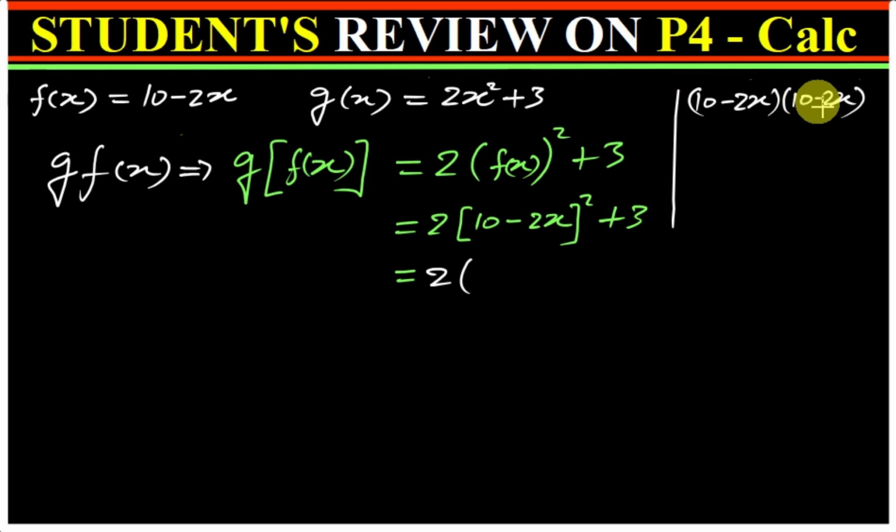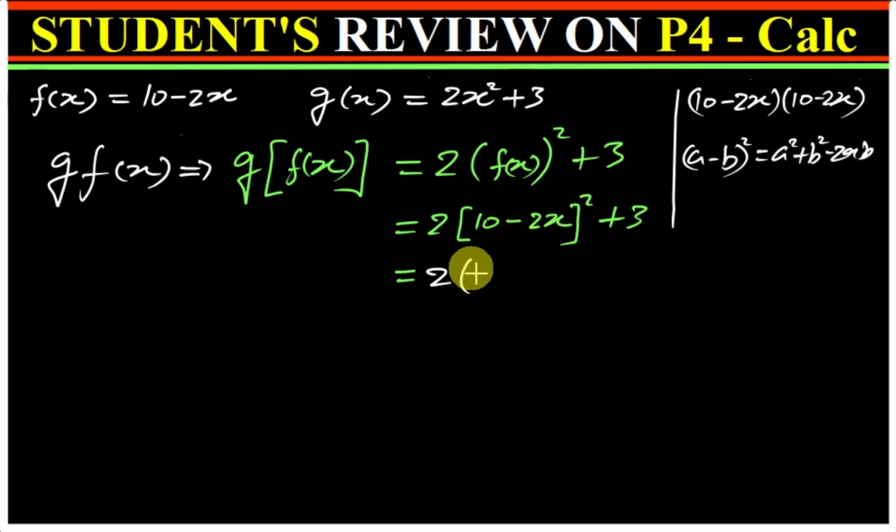You can multiply this, or you can just use the algebraic identity: (a minus b) whole square is equal to a square plus b square minus 2ab. So either you can expand like this by writing two brackets, or you can use this algebraic identity to expand this. If I use this identity, here in the place of a we have 10, and in the place of b we have 2x.